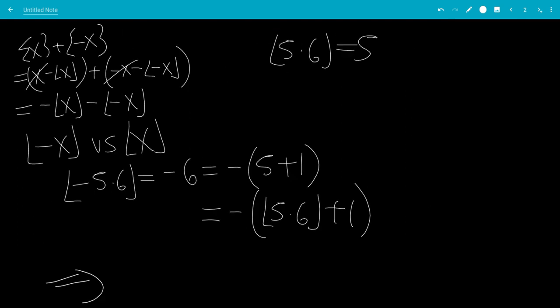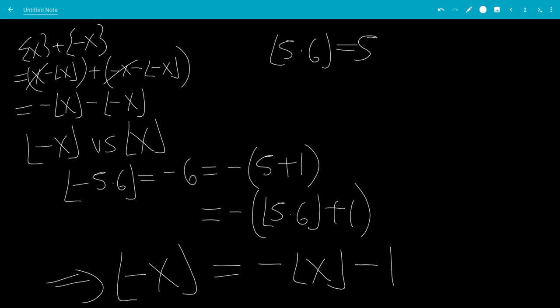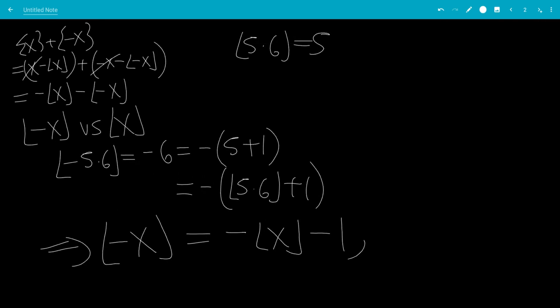So we can write the floor of negative x as negative the floor of x minus 1. And we'll just use that x is not an integer for this case.